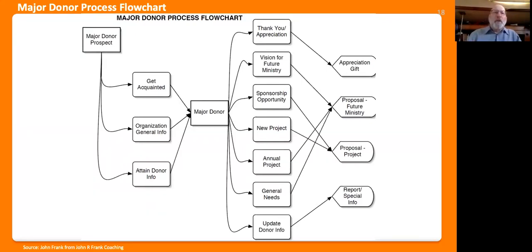First of all, you see the square, major donor prospect. Prospect being the key word. They are not on your list. They've not given to you. As opposed to major donor in the middle, they are your current major donors. They may have been the last 2 or 3, 4 years, but they're on your list.